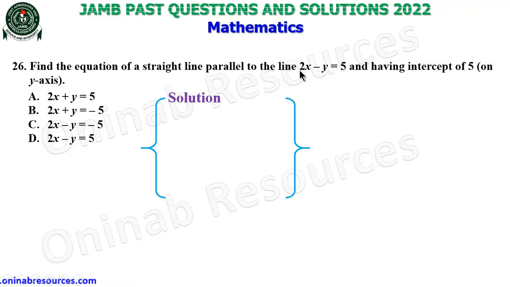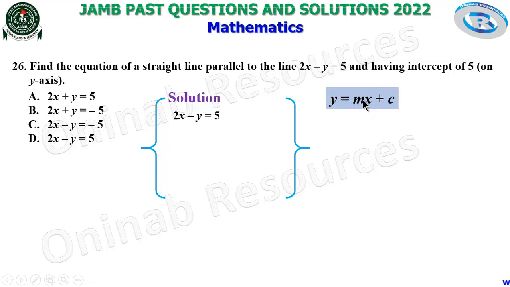So we're going to make y the subject of the relation so that it will look like the standard form of linear equation y = mx + c, where m is the gradient and c is the intercept on the y-axis. Not just intercept, it is intercept on the y-axis. So we then have it as y = 2x - 5, if I take this to this side.